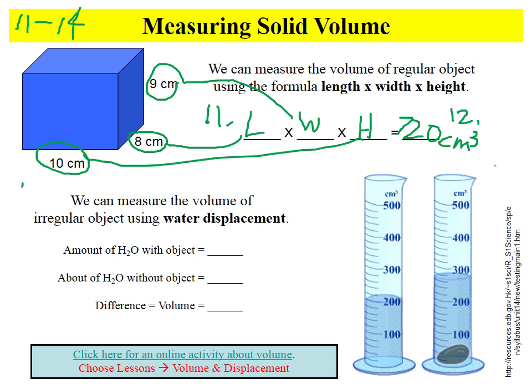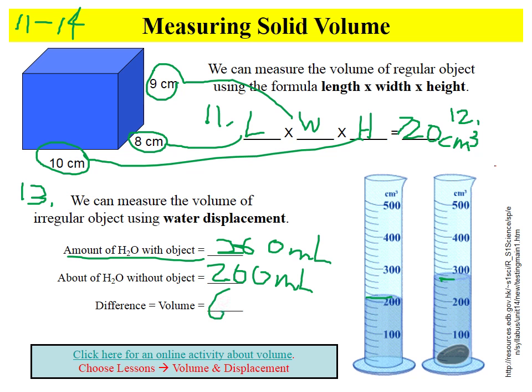For number 13, we can find the volume of what they call irregular objects, so things that aren't perfect cubes, using the graduated cylinder method. And so for that, you get 2 volumes, so one is the amount of water with the object in it, which looks like it's about 260 milliliters, and then the amount without the object looks like it's about 200 milliliters, and then you get the difference of that, so 260 minus 200 is going to get you 60 milliliters for that rock, which will be number 14.